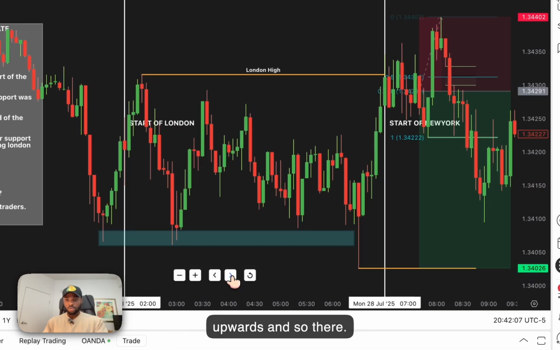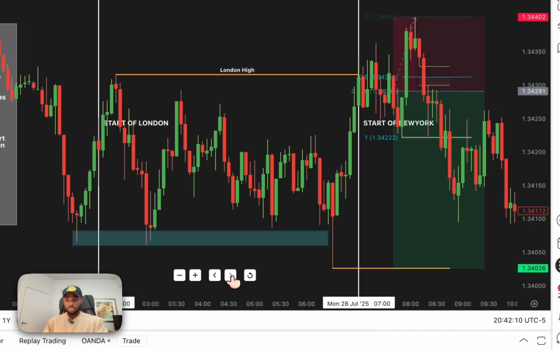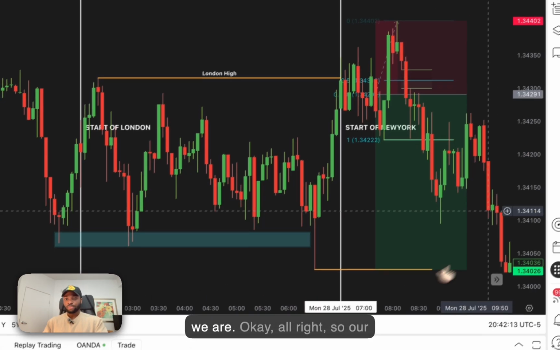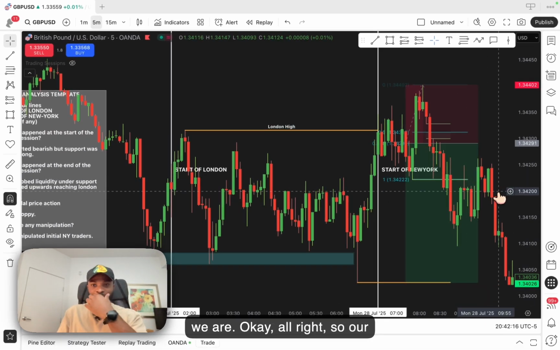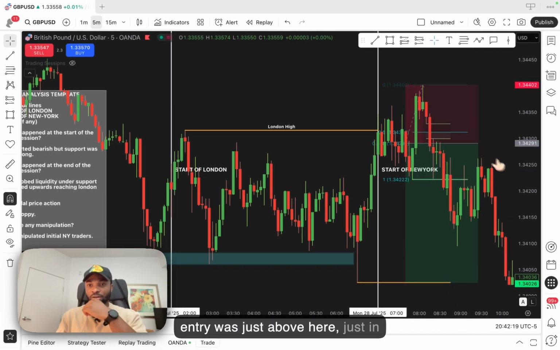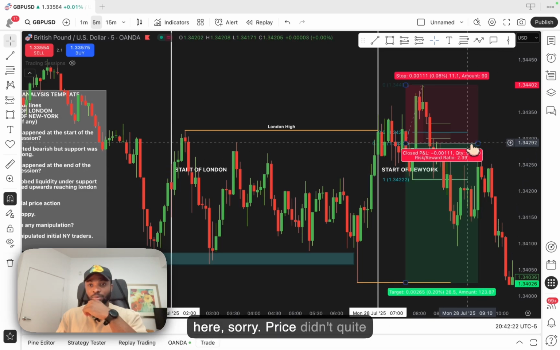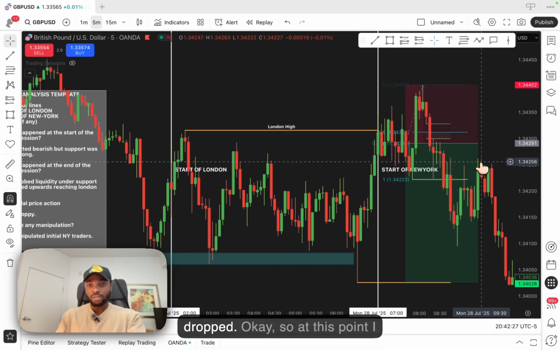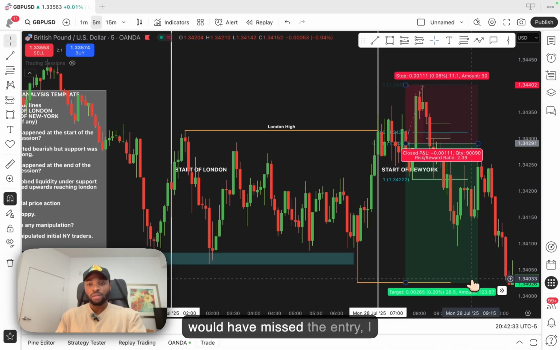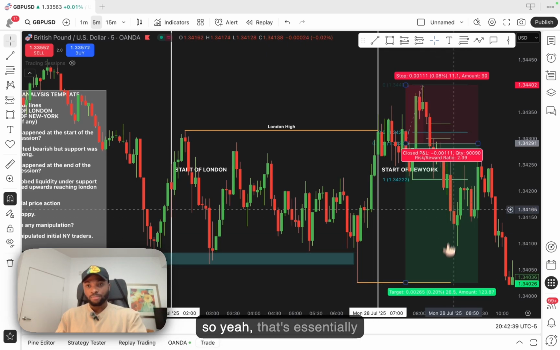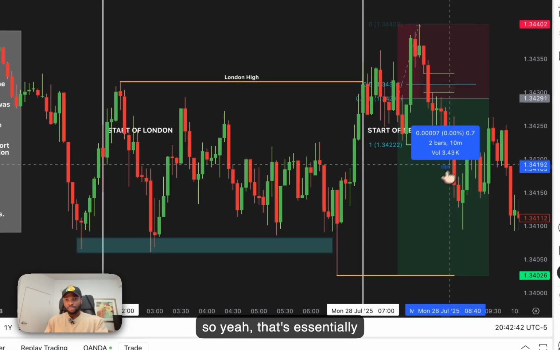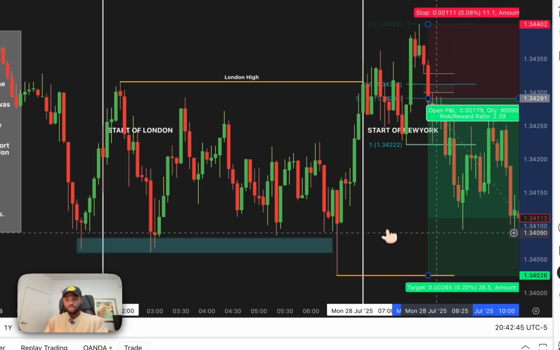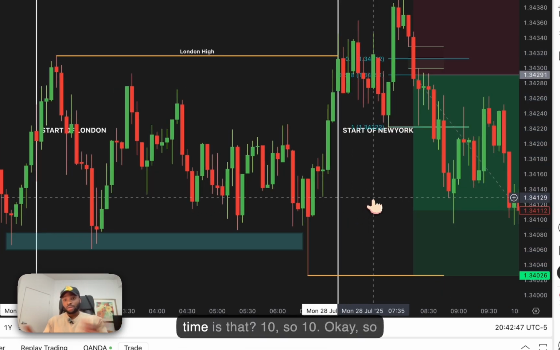Okay, price pushed upwards into there. There we have it. So our entry was just above here, just in here. Price didn't quite reach our entry yet, and it dropped. So at this point, I would have missed the entry. I would have missed the trade, and that would have been it. So that's essentially what happened.